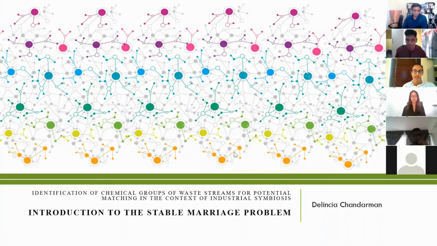Okay, perfect. So as it said, I'm Delincia. I'm a part-time master's student. I work for Ilovo as a chemical engineer. And my topic is in the industrial symbiosis field, as many of you are. I'm working on identification of chemical groups of waste, feed and waste streams for potential matching in the context of industrial symbiosis. So for this seminar series, I'm looking at a small piece of it, which is the introduction to the stable marriage problem specifically.